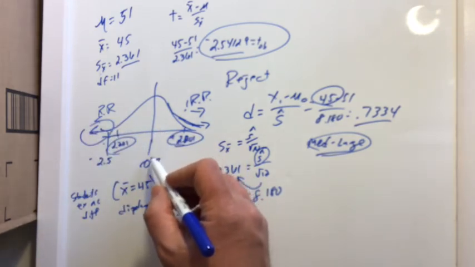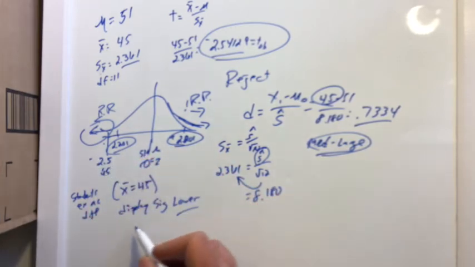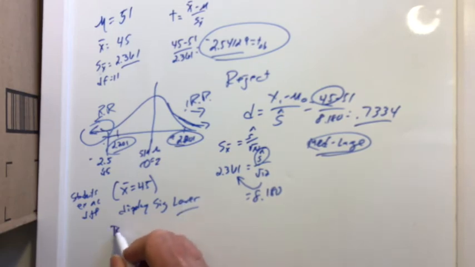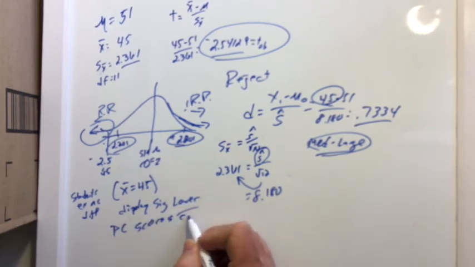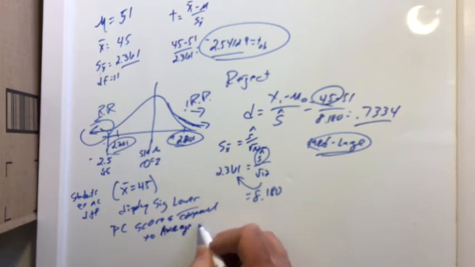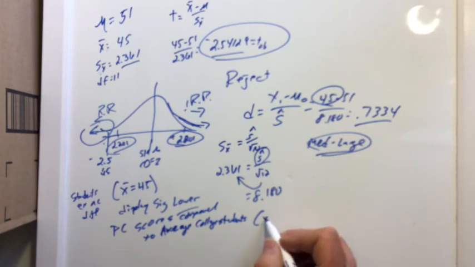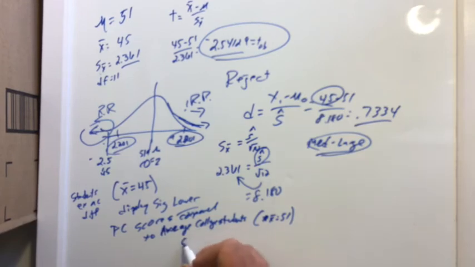So again, that's the Z, but our average here was a 51, or over here, it's a 45. Significantly lower PC scores compared to average college students. And you want to tell me what that average is too. And their average is 51. And you got to tell me P is less than what? P is less than 0.5.